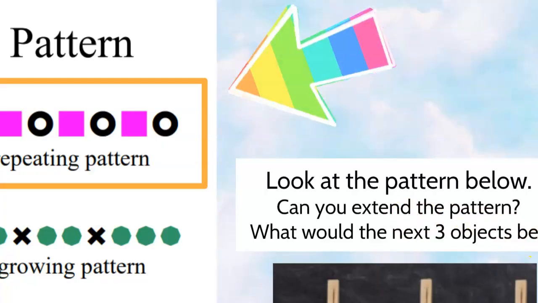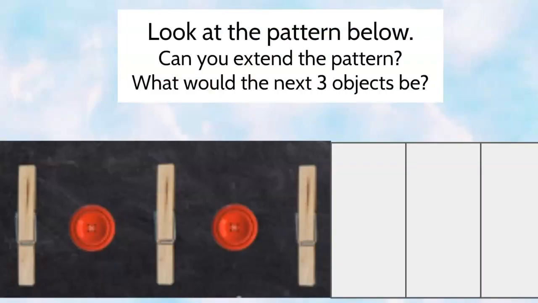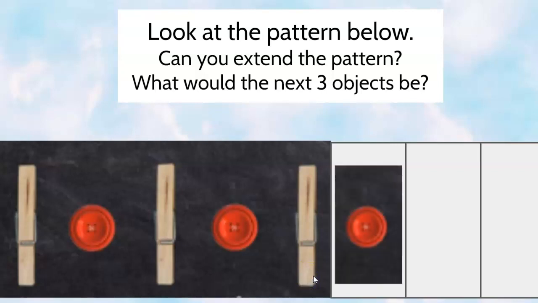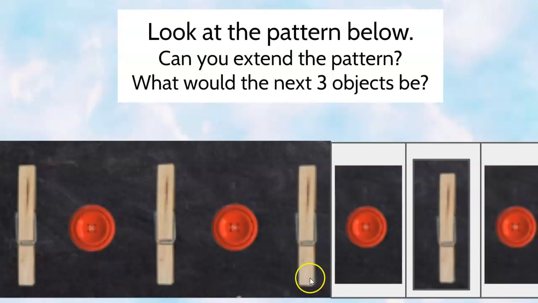Extend the pattern. So here it is. Look at the pattern. We know that it is button, clip, button, clip, button, clip. What do you think? What would the next 3 objects be? Button, clip, button. Very good. It's just like the pattern and the core. We already knew the core of this pattern, and we can continue and extend the pattern. We could even keep going on and on more than 3 if we wanted to.